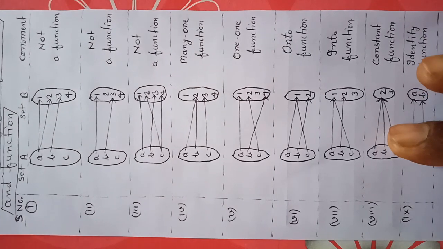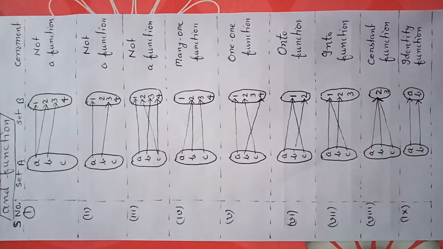Now, if we look at this example number 9, A is associated with A and B is associated with B. Here, the set A and the set B are same. A is associated with A, B is associated with B, and this is one-one onto function. Also, this function is called identity function.